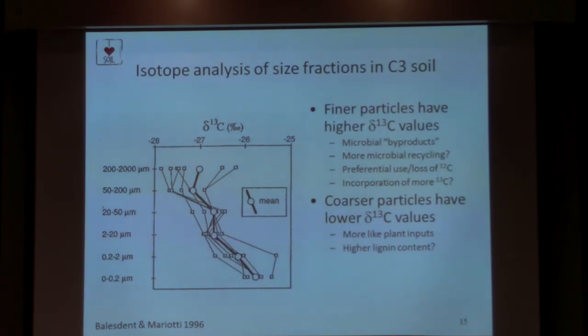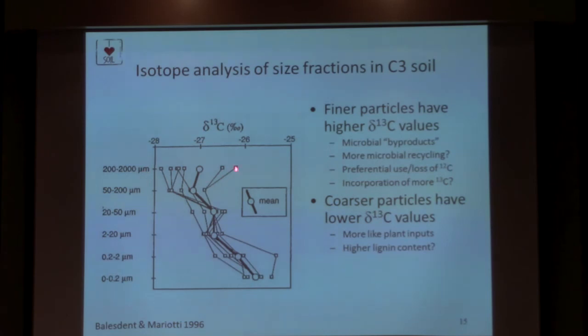C3, okay, because it's around minus 25, 27-ish, right? And so we can see that the finer particles, the clay boundary is less than 2 microns, right? So this stuff, especially the fine clays, they're more enriched, higher delta C13 values.